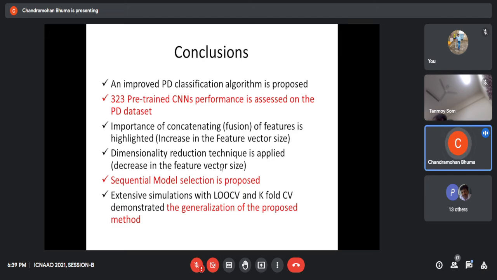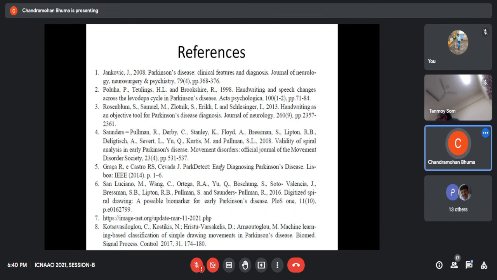So a new way of sequential model selection is proposed. Extensive simulations with k-fold cross-validation and leave-one-out cross-validation are demonstrated, showing the generalization of the proposed method. These are the references.